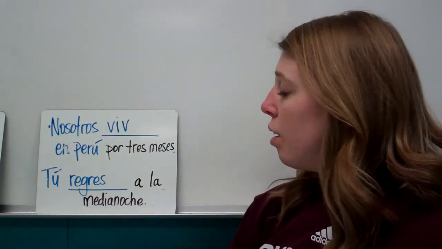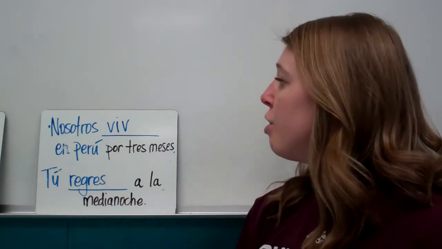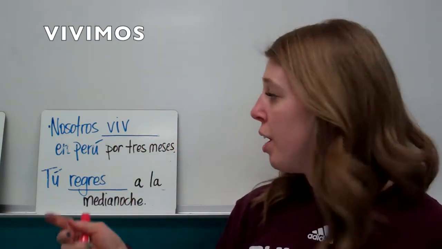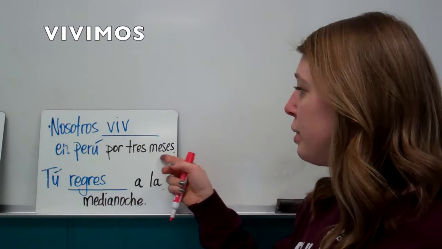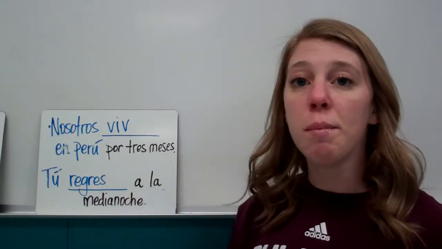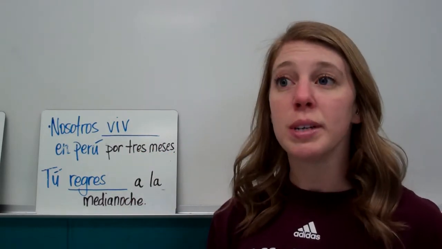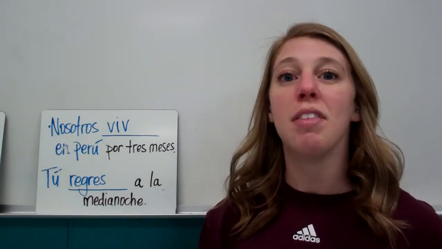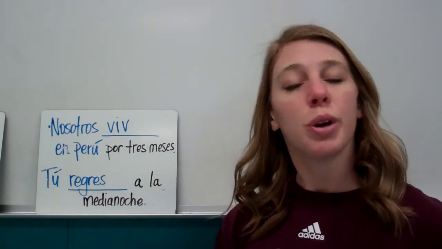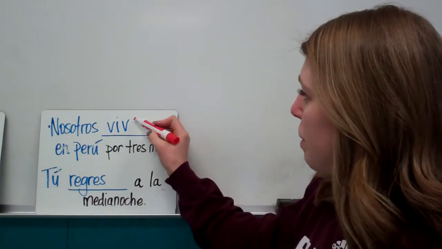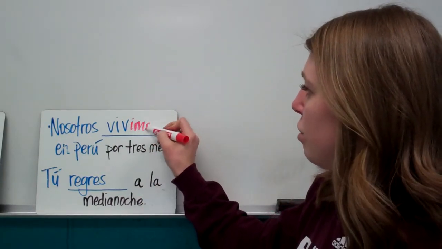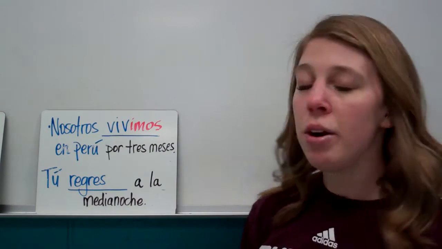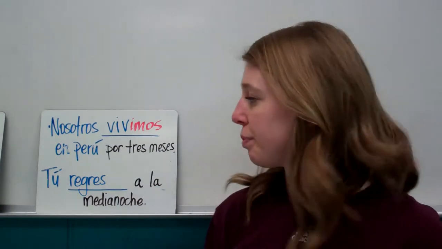So for this one, nosotros, and then we have vivir in Peru por 3 meses, okay, for 3 months. So that's a specific amount of time that they lived in Peru. So we're going to use the preterite here. So it's going to be nosotros vivimos en Peru por 3 meses.